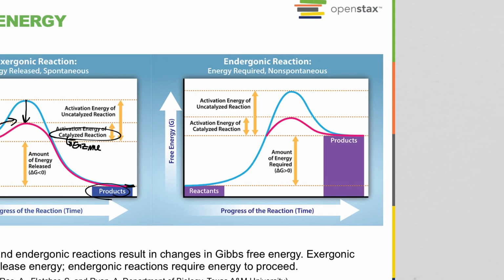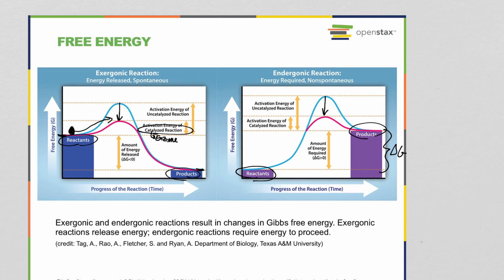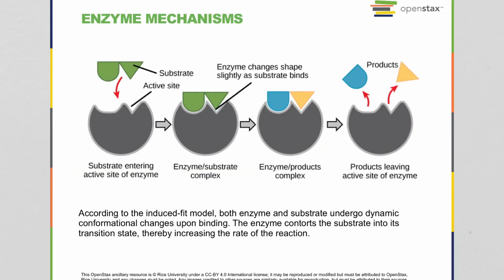Okay, and we can lower activation energy for an endergonic reaction too. You're just seeing that here. But the same principle, reactants and products don't change. And so in this case, our positive delta G is still the same. All right, so as a summary of how enzymes work, let's use this diagram.